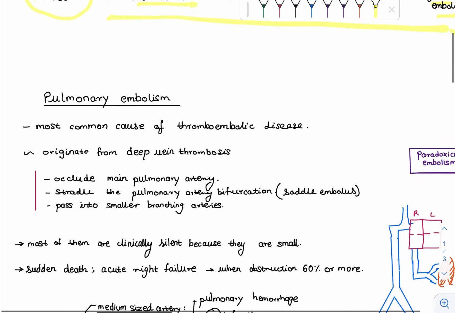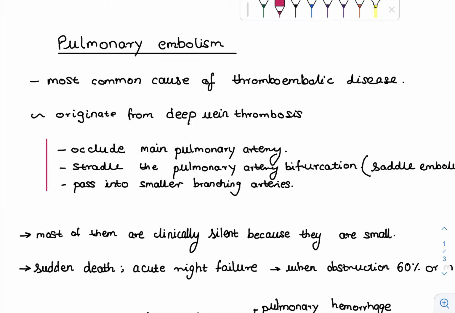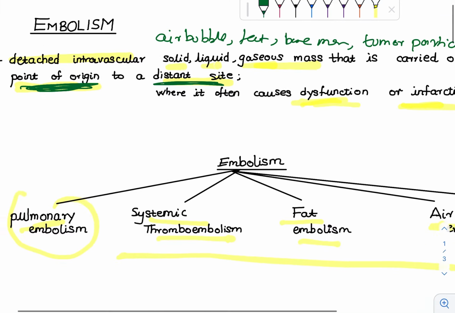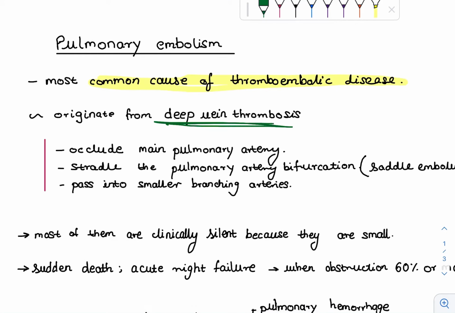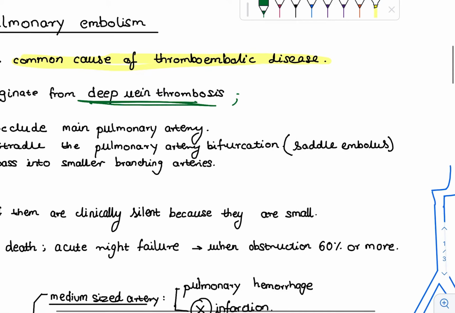Today we will be discussing pulmonary embolism. Pulmonary embolism is the most common cause of thromboembolic disease. These emboli originate from a point of origin, as we have discussed earlier, and are dislodged at a distant site. Pulmonary embolism originates from deep vein thrombosis and is dislodged into the pulmonary artery.